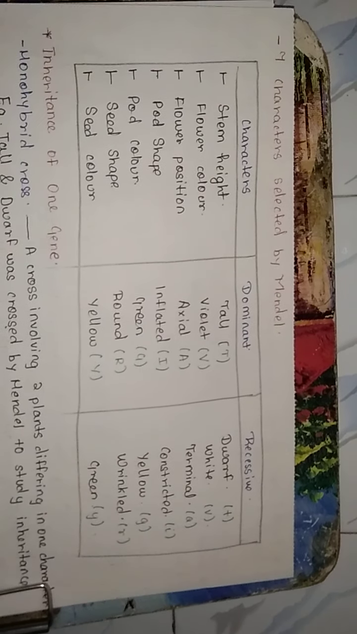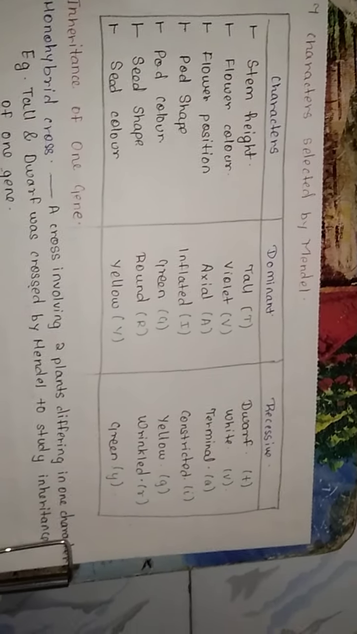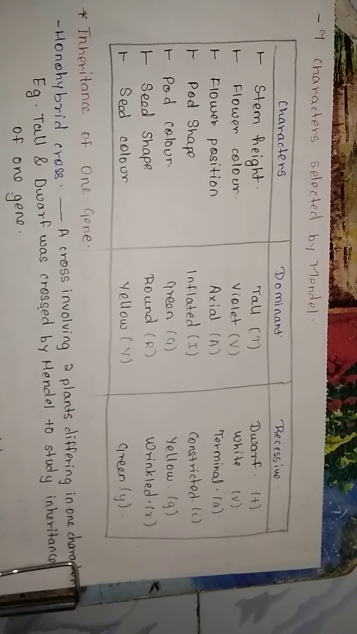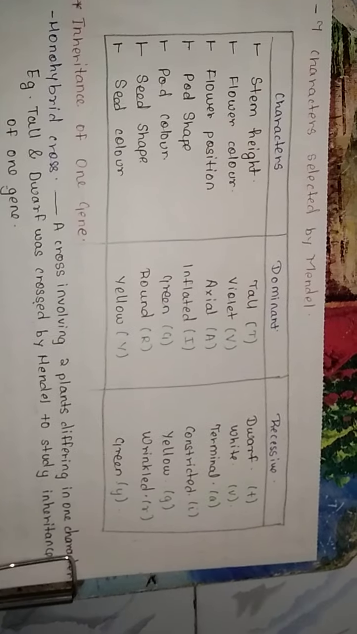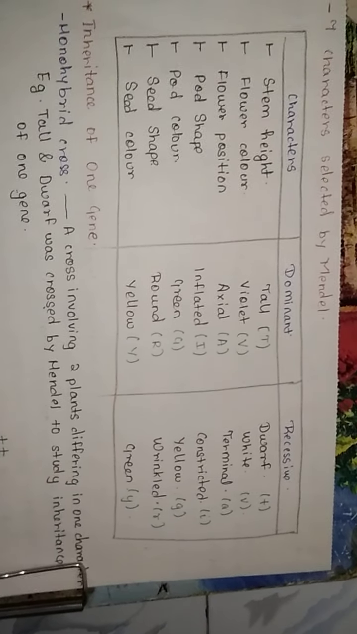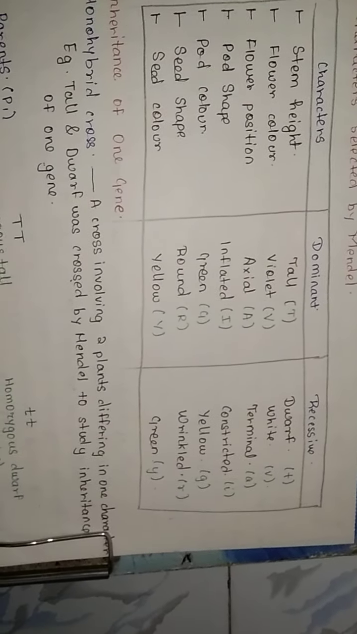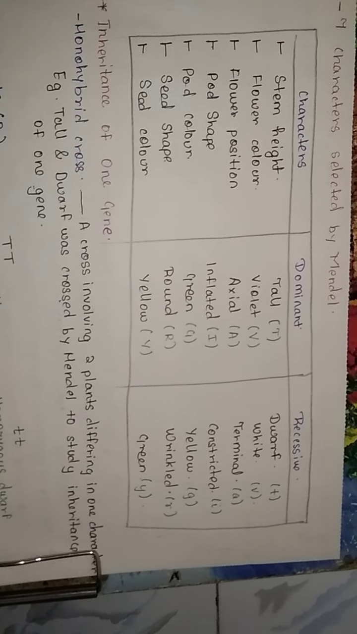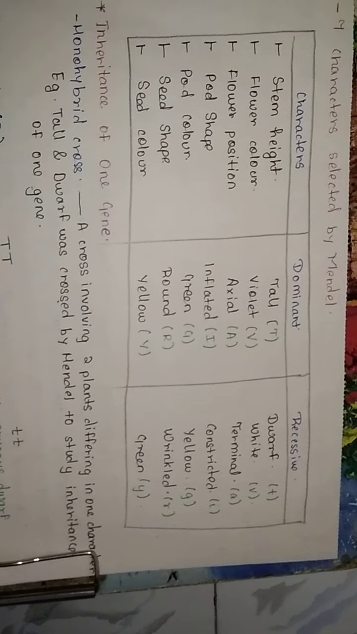Now these were the 7 characters which were selected by Mendel, which contributed to prove his law of inheritance. So there are 7 characters and they are divided into dominant and recessive. First is the stem height. In stem height, the dominant one is tall while the recessive is dwarf. Flower color, dominant one is violet while recessive is white. Flower position, dominant one is axial while recessive is terminal.